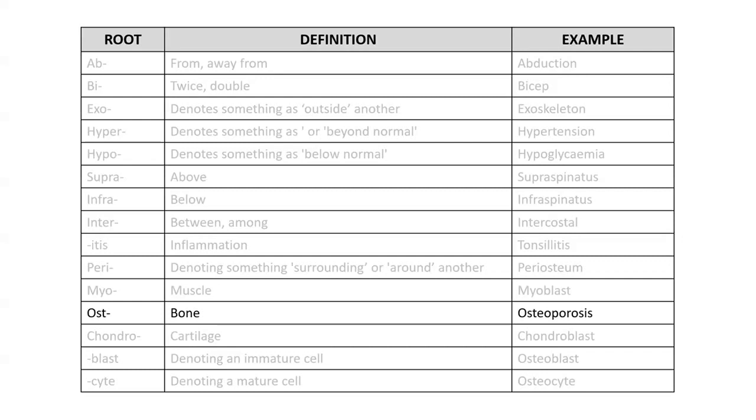Ost refers to bone. So osteoporosis is a bone condition. Chondro refers to cartilage. A chondroblast is an immature cartilage cell. A blast is an immature cell, so an osteoblast is an immature bone cell. And then cyte, as we have already mentioned, is a mature cell, so an osteocyte is a mature bone cell.